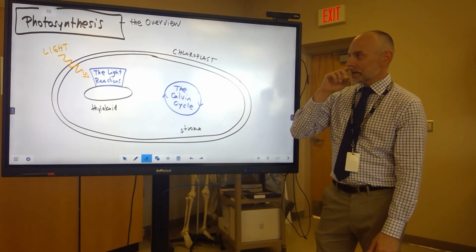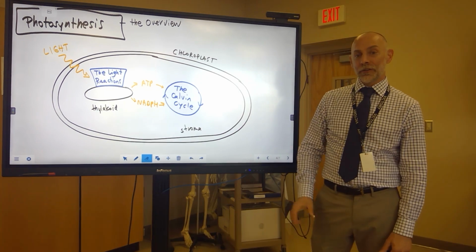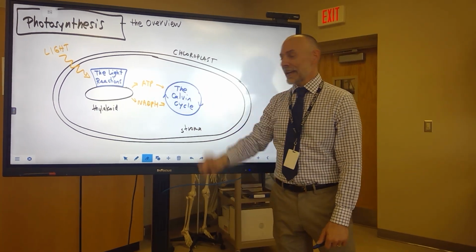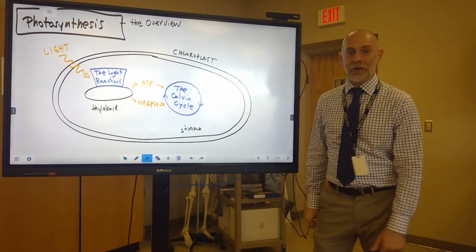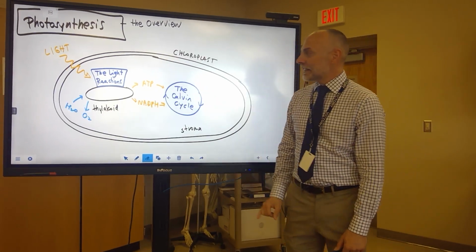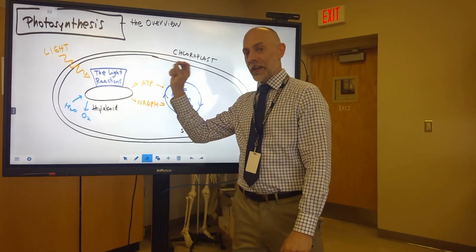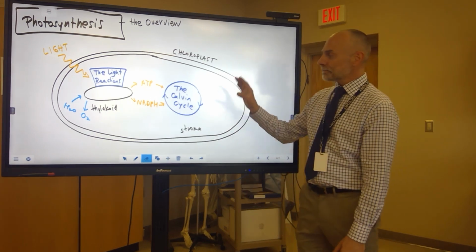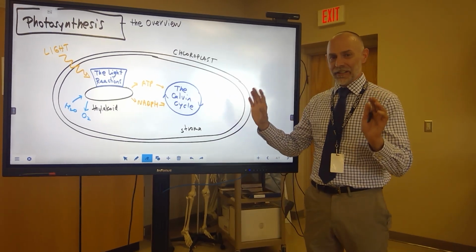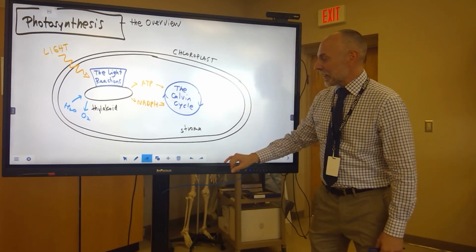Energy comes from light. The energy from light is transferred into two molecules. The energy from light goes into ATP. The energy from light is transferred into NADPH. Those are going to power the Calvin cycle. While this is occurring, the light reactions require water. They're going to split and break it apart, and they're going to generate oxygen. We'll talk about why later on today. But these 2, ATP and NADPH, they're going to power the Calvin cycle.